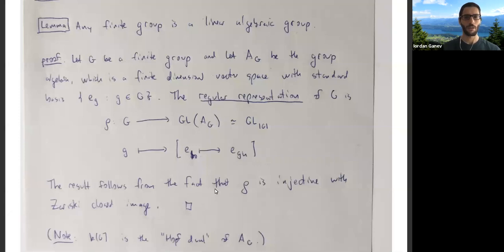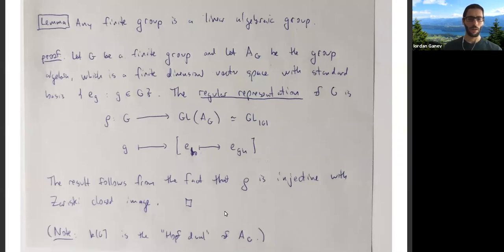Well, it turns out to be just the dual of the group algebra. So it's the Hopf dual. I don't want to go into it too much, but if you have a finite dimensional Hopf algebra and you take its dual, that's also a finite dimensional Hopf algebra. And if you start with this group algebra and you take its dual, then you recover the algebra of functions on G with its Hopf algebra structure.